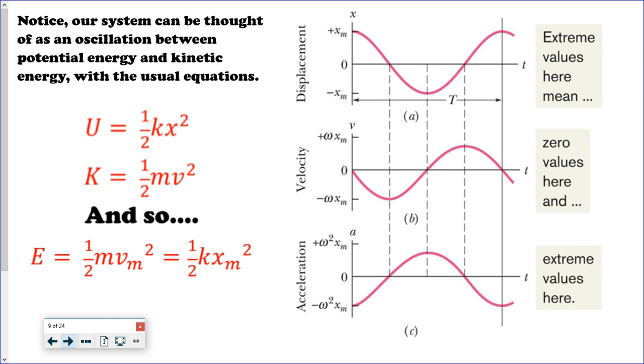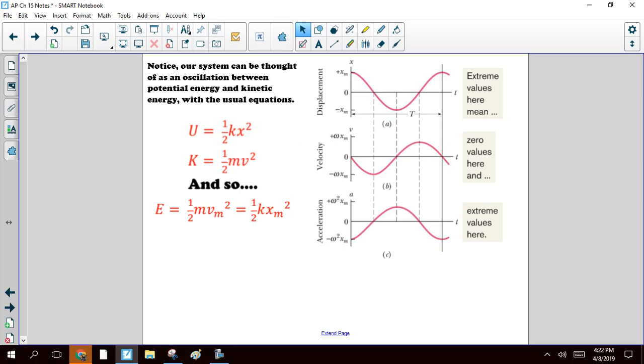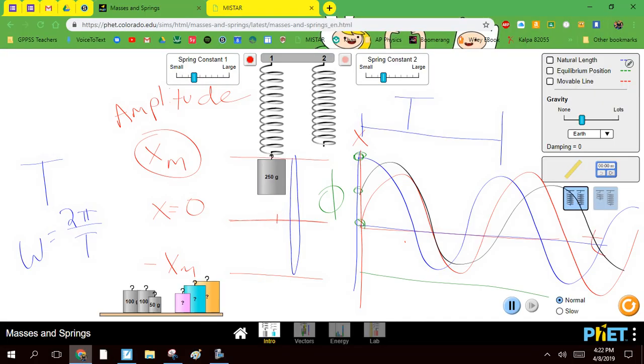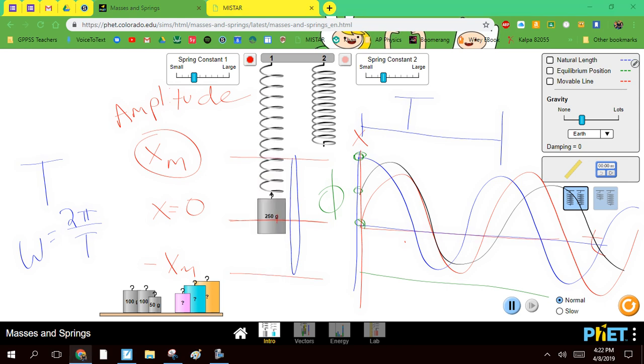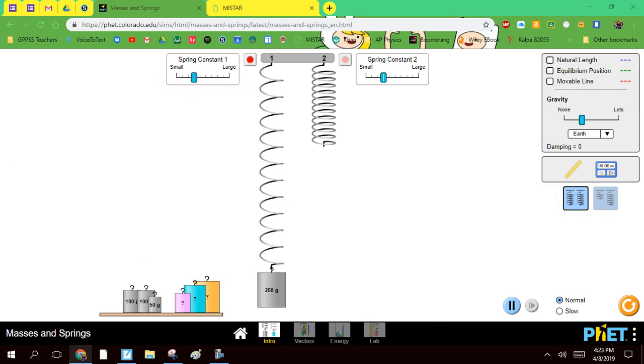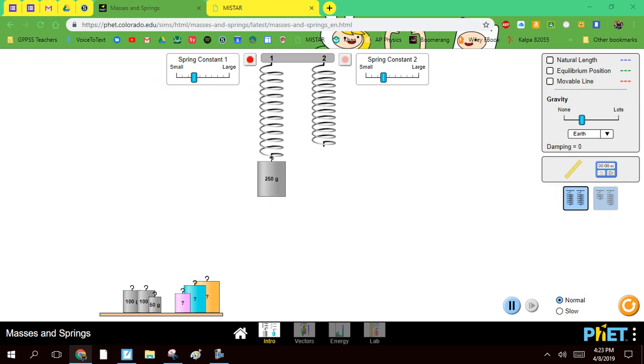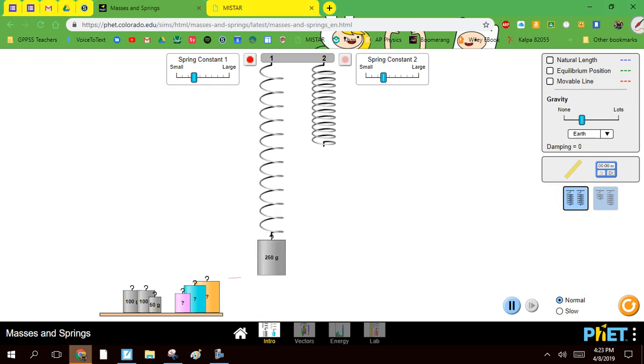All right, let's talk about energy. So the idea is when your thing is oscillating, look what's happening. Let's go back to this little video over here. Let's get rid of all of our ink over here. All right, so the idea is this thing is oscillating between, at the end point here, all of your energy is elastic potential energy.